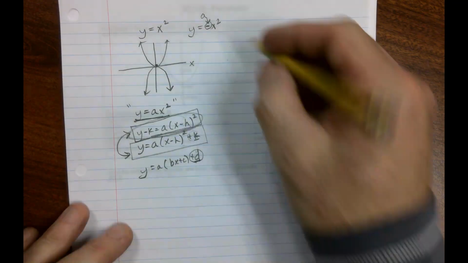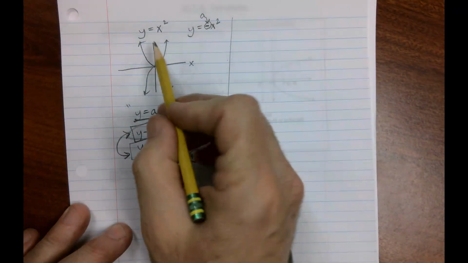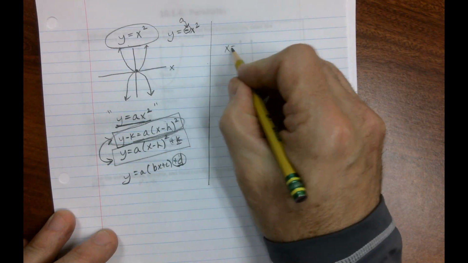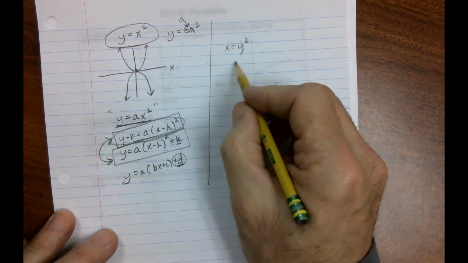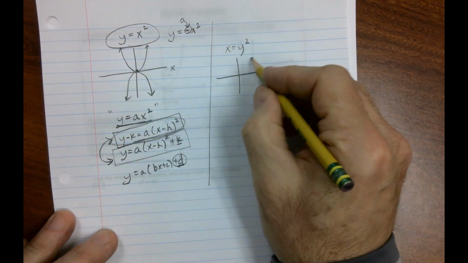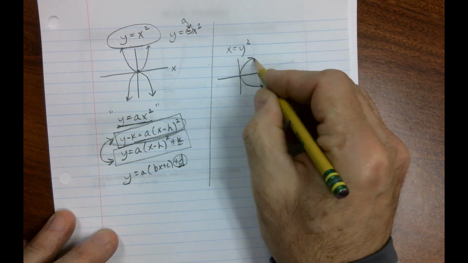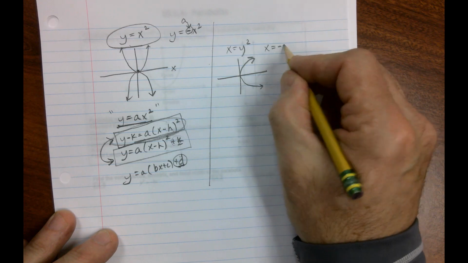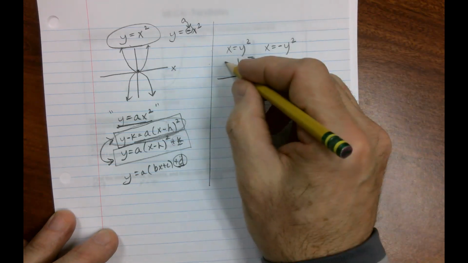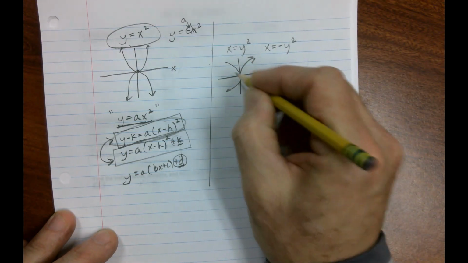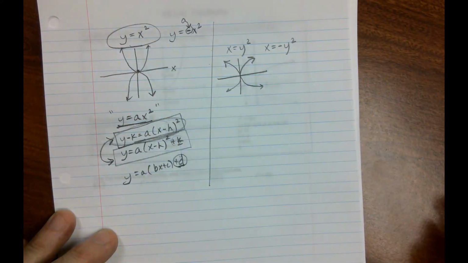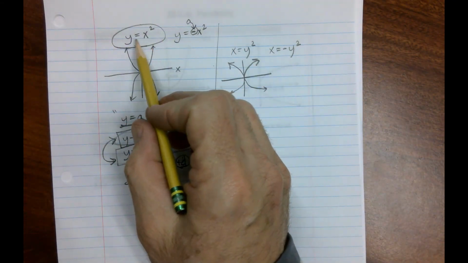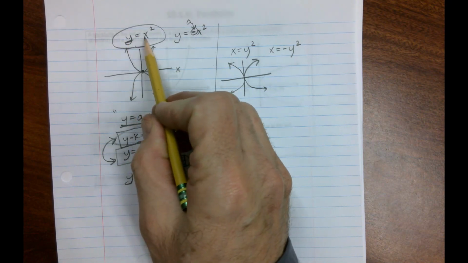The other thing I want to point out to you is, what if we flip the x's and the y's? Well, x equals y squared is simply going to be this. And so x equals negative y squared, I'm not going to talk about it in too much detail, it's just going to go like that. So, notice we got y equals x squared stuff.